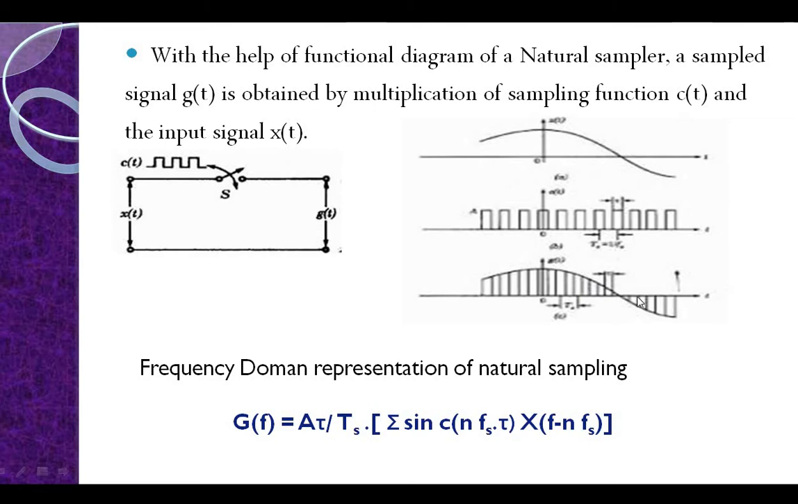So what happens is we have an infinite value of the power. To reduce that, we will go for another sampling, which is called flat top sampling.